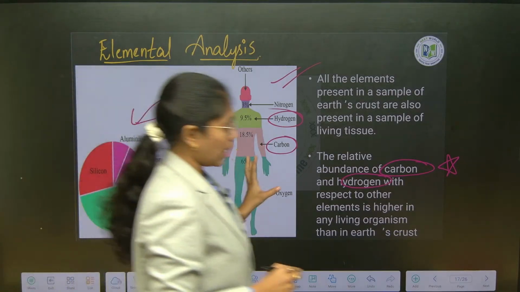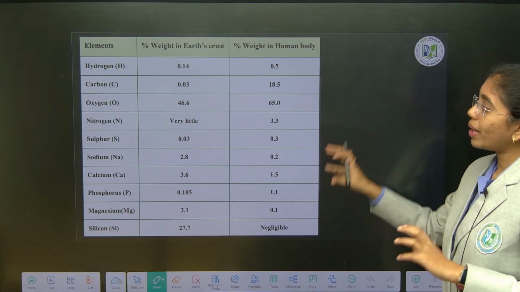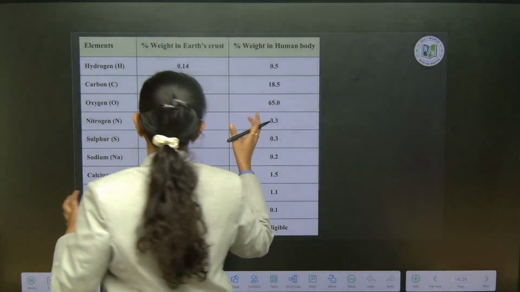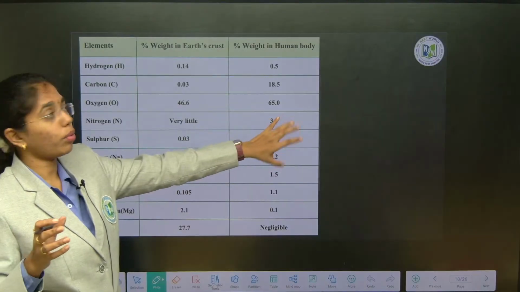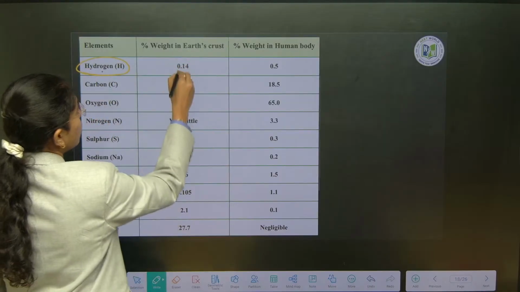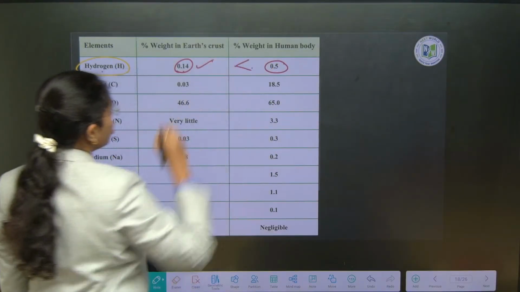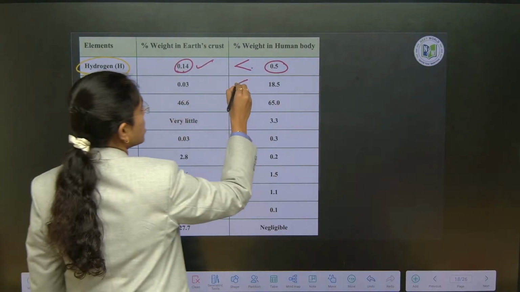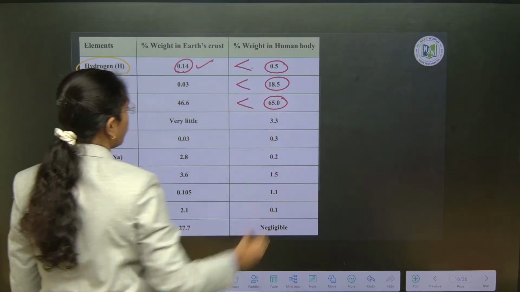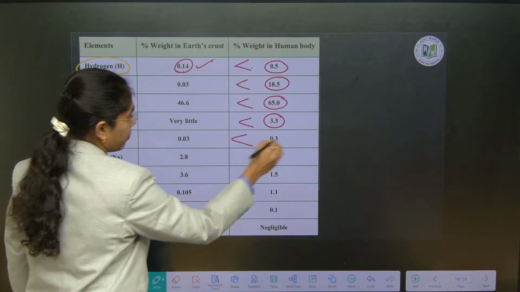As such, in the elemental analysis, a table is given out which is very important, where you have to clearly analyze. You need not remember the exact numbers, but you have to know the ratio, like which element is maximum in the human body and minimal in the earth crust. So here if you see hydrogen, which is 0.14 in the earth crust and 0.5 in the human body, which is more in the human body, and carbon also, its relative abundance is more in the human body, oxygen relative abundance is more in the human body, nitrogen more in the human body, sulfur the same.